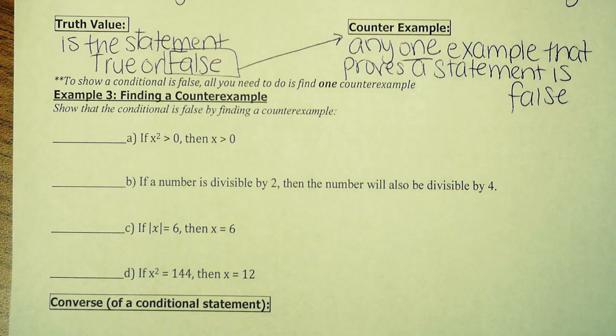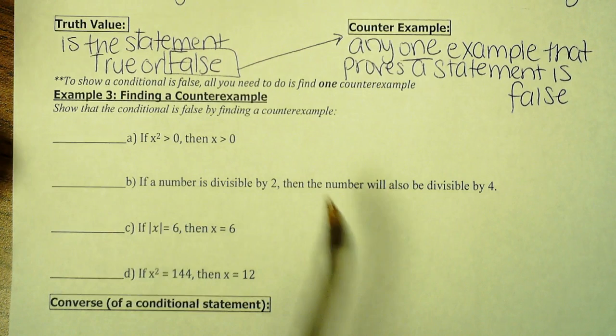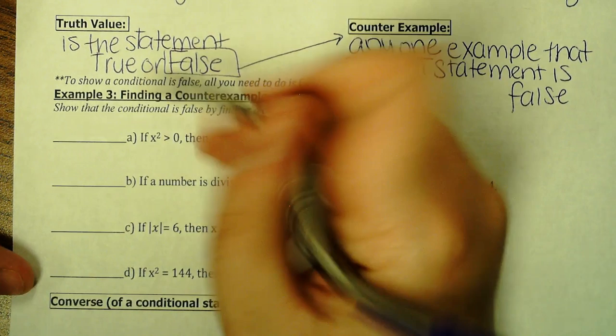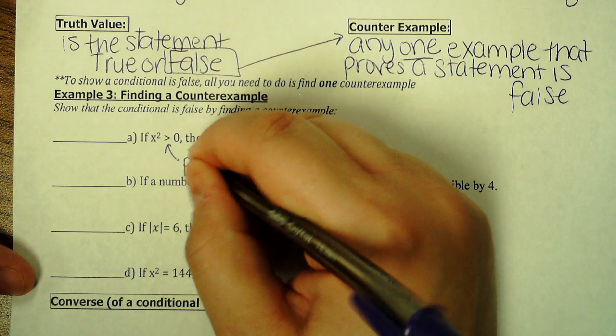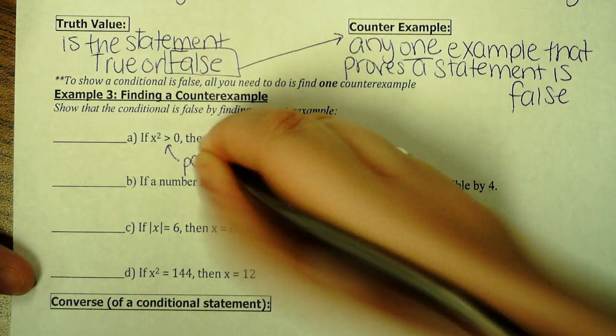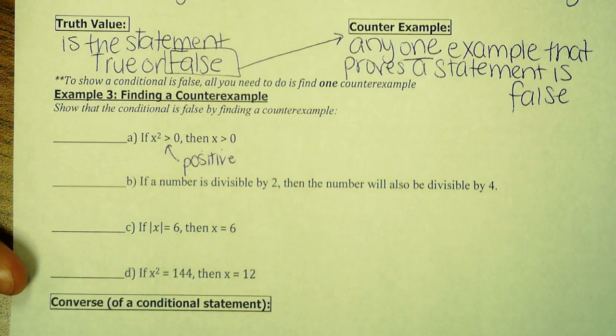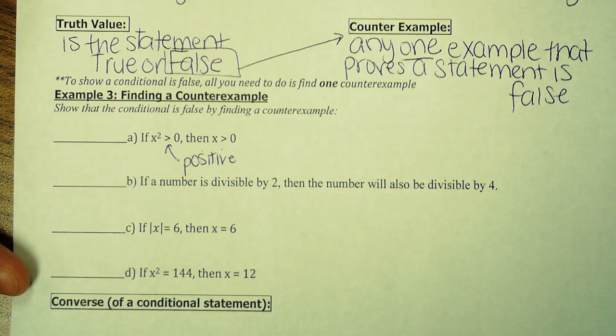Okay, so I'm going to read this question here real quick. This says if x squared is greater than 0. So what that really means is this is going to be a positive number if I'm strictly greater than 0. So if x squared is positive, then x had to be positive. Okay, so if you can think of a number that when you square it, it would be positive, but the original number was not, that would be a counterexample.